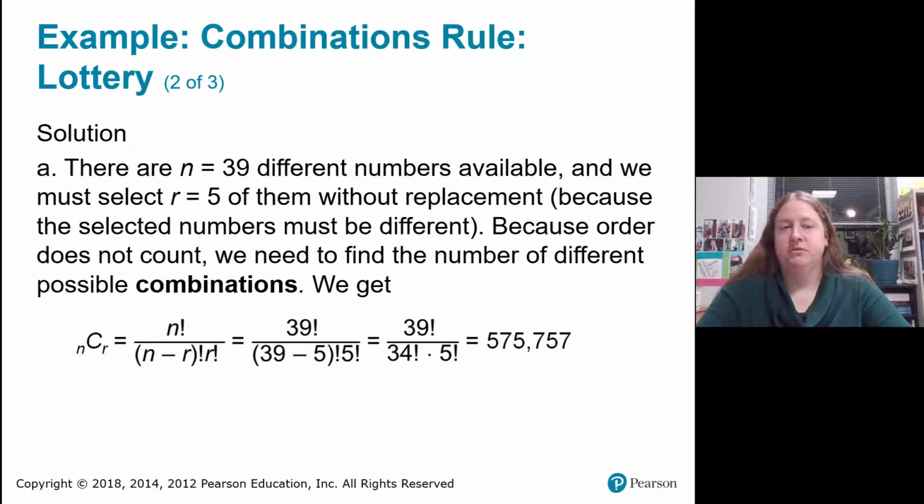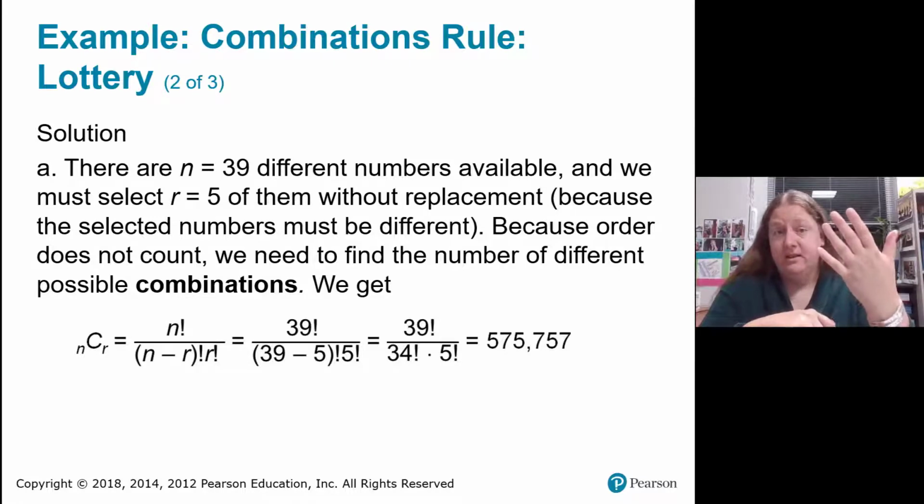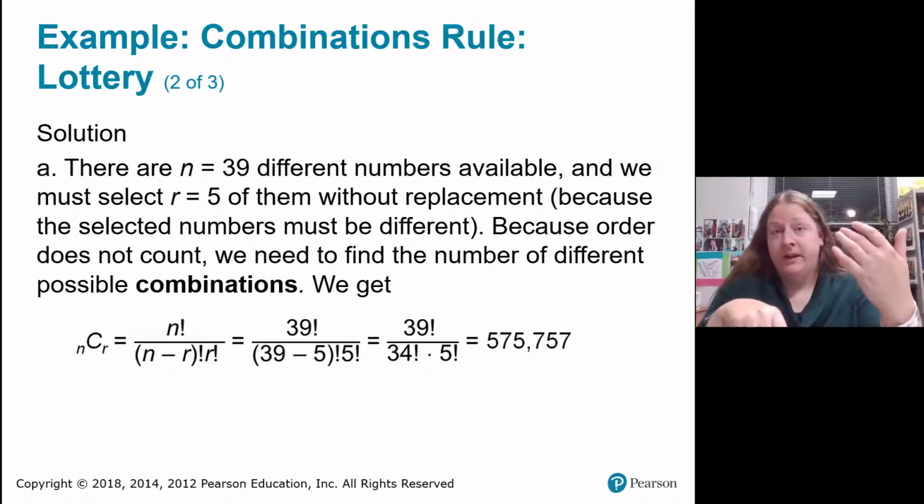Our combinations rule. All right. So 39 different numbers available, and we must select 5 of them. So 39 available, we're selecting 5, so we would do 39 times 38 times 37 times 36 times 35. Well, we get that by doing our 39 factorial divided by 34 factorial.